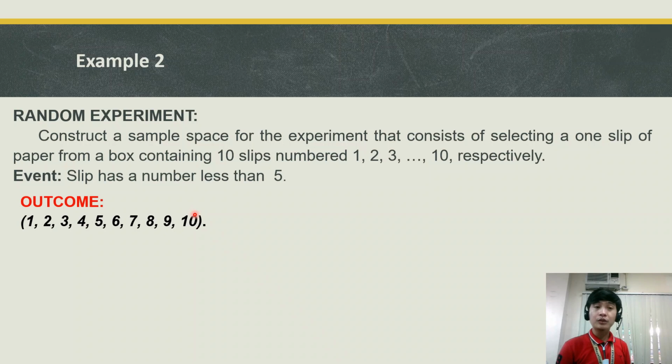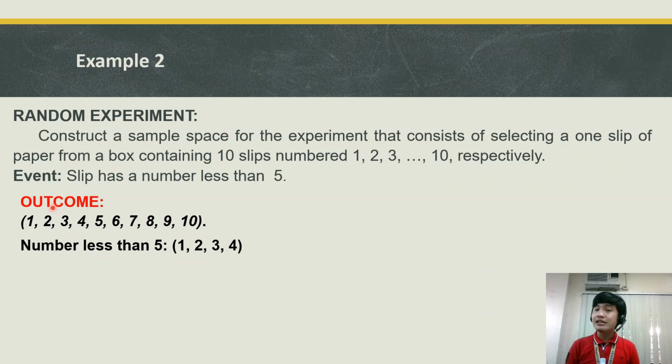So, the first thing that we need to do, like what we did earlier, is identify the possible outcomes. So, the possible outcomes, when we select a slip of paper, 10 slips of paper numbered 1 to 10, obviously, 1, 2, 3, 4, 5, 6, 7, 8, 9, 10. Those are the possible outcomes. Our given event is that the slip we get is a number less than 5. So, numbers less than 5, we know are 1, 2, 3, 4. Okay?